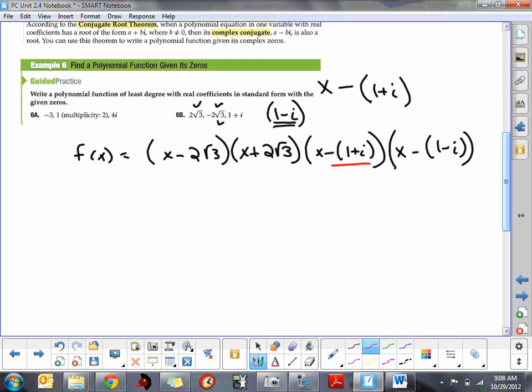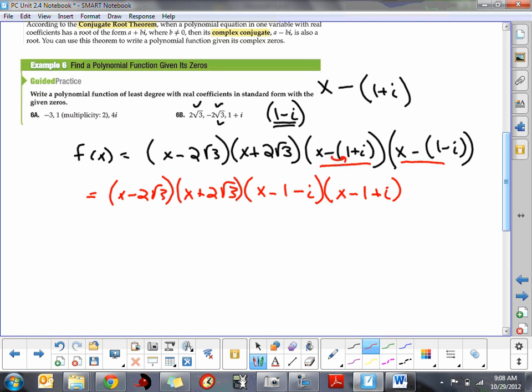I'm going to clean up these first, and then we'll worry about the other multiplication. So x minus 2 times the square root of 3 times x plus 2 times the square root of 3. Then we've got times. Now we're going to simplify this. It's going to be x minus, I'm distributing the negative, so minus 1 minus i, times x minus 1 plus i. Now I have my 4 factors that we need.